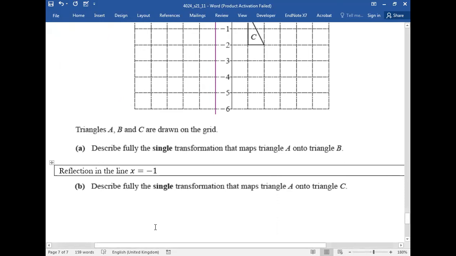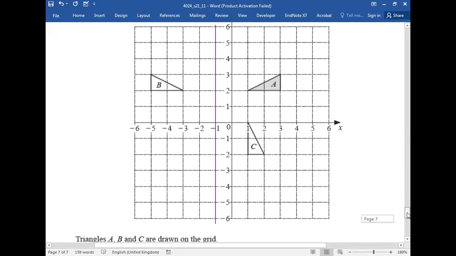Describe fully the single transformation that maps triangle A onto triangle C. A onto C. First, it is a rotation. One thing you have identified, it is a rotation. 90 degrees clockwise. How did you identify it as 90 degrees clockwise? I've told you, use your fingers. You can look at it this way, and you see that if you rotate it 90 degrees clockwise, you get C.